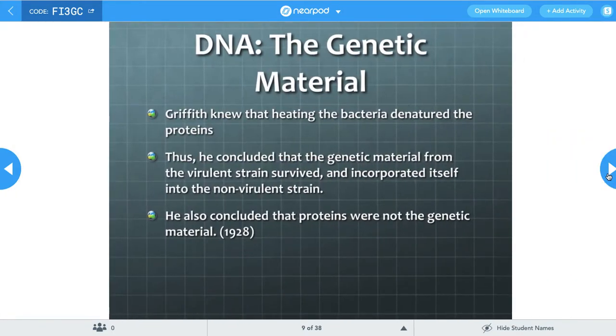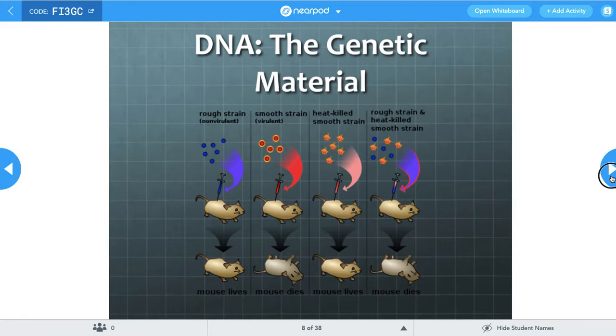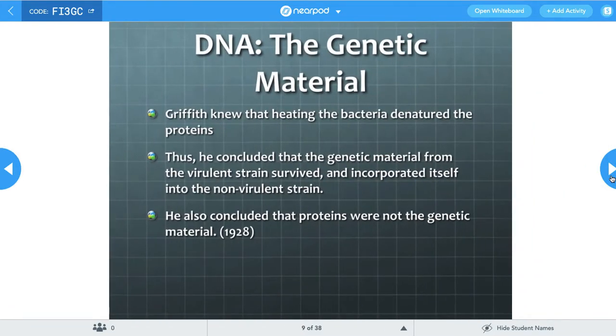And so Frederick Griffith, the guy who did this, pictured here, knew that heating the bacteria denatured the proteins. And because we were deciding between proteins or DNA, we knew that we had denatured the proteins. There was something else that was genetic material. And he concluded that genetic material from the virulent strain survived, which in this case was DNA, and incorporated itself into the non-virulent strain, or what we call transformation.